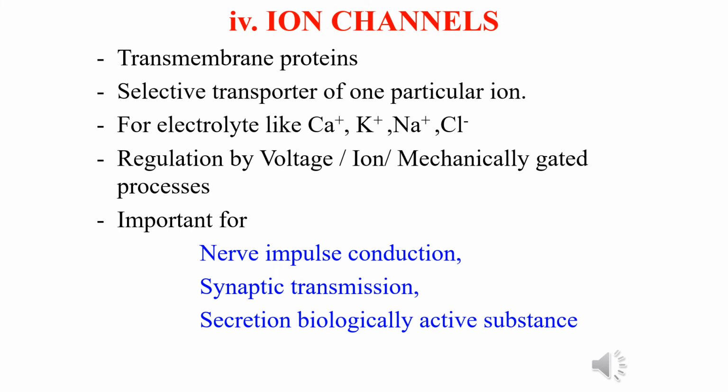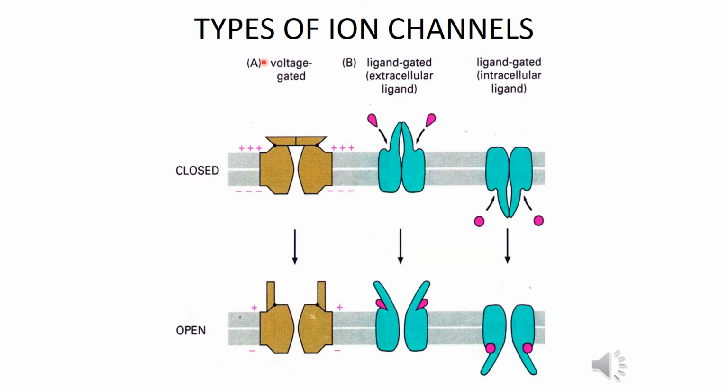Now the next part is the ion channels. These ion channels are transmembrane proteins. They are selective transporters of one particular ion, for electrolytes like calcium, potassium, sodium, and chloride. Regulation is by voltage, ion, or they are mechanically gated processes. They are important for nerve impulse conduction, synaptic transmission, and secretion of biologically active substances.